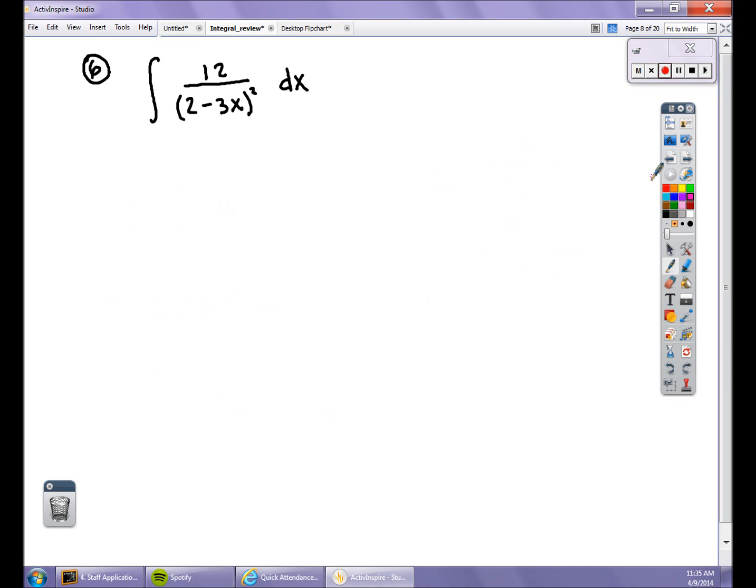Question 6, here you go. There's a hint for you. Taking the derivative, I get -3. I have a 12 in the numerator. I'm going to want to go ahead and multiply both sides by -4.